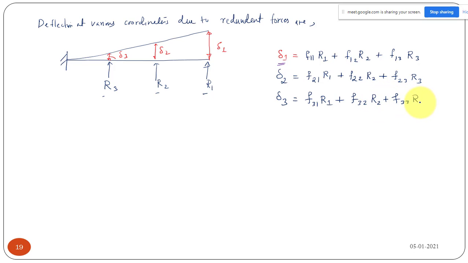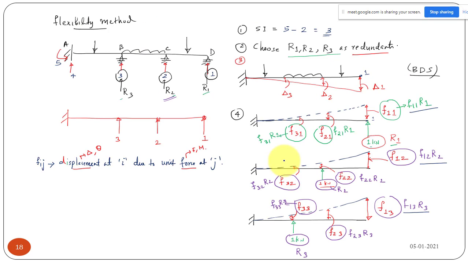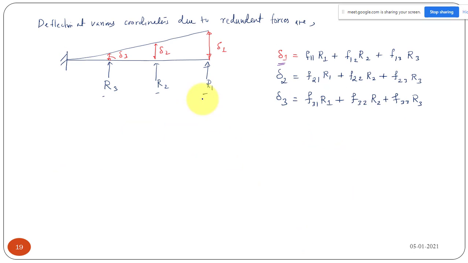Okay, so you have to just take the sum. This F11 R1 is the deflection at the coordinate 1 due to R1. This is the deflection at the coordinate 1 due to R2. This is the deflection at the coordinate 1 due to R3. Similarly for the other coordinates as well. This is the deflection in the basic determinant structure due to your unknown extra reactions R1, R2, R3.